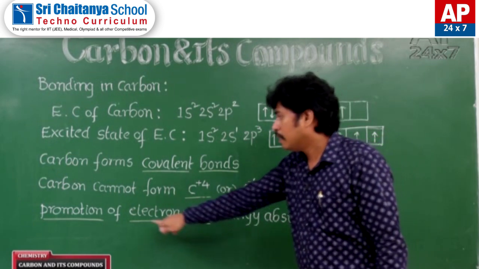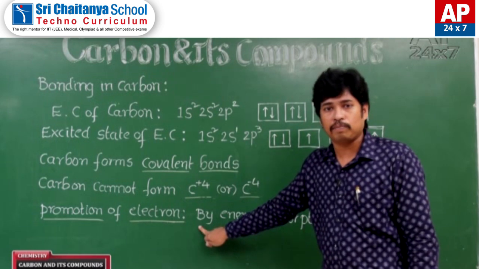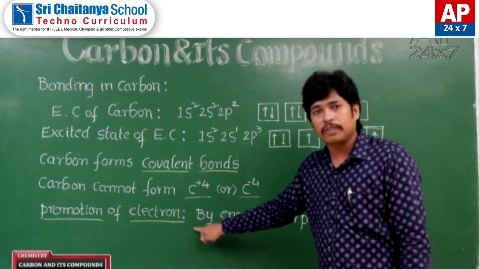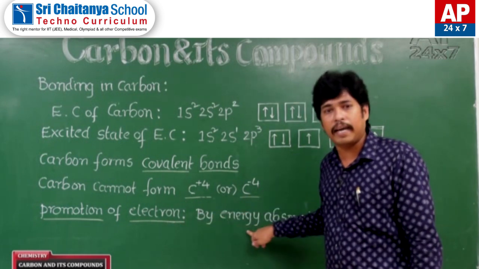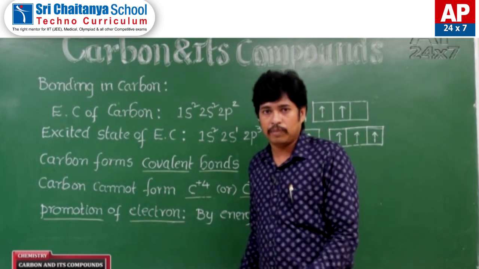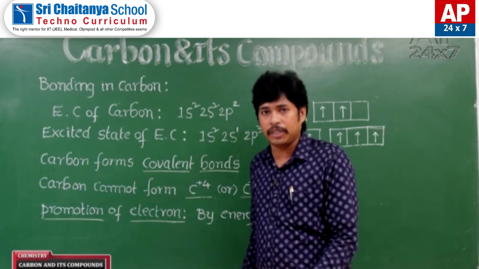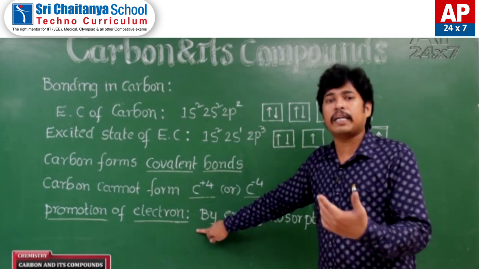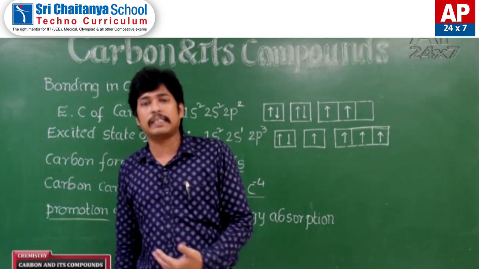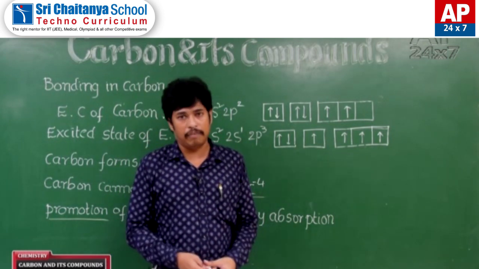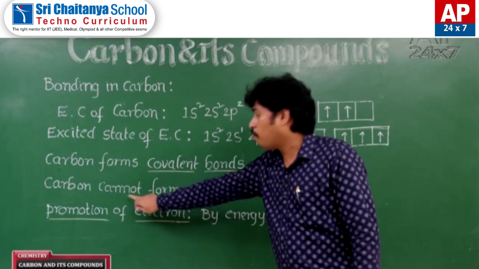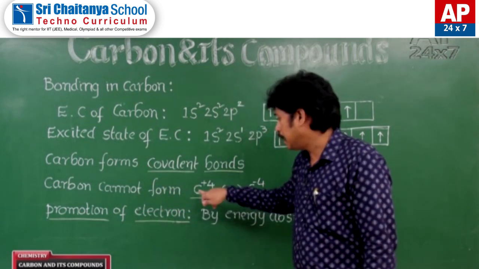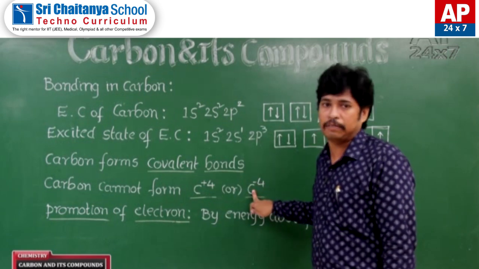And secondly, the promotion of electrons. How is it possible? Already I said it is always possible by the absorption of energy. Whenever carbon absorbs energy, we can observe the excitation of electrons to the next subshells in the same energy level. First, I would like to discuss why carbon cannot form C+4 or C-4.